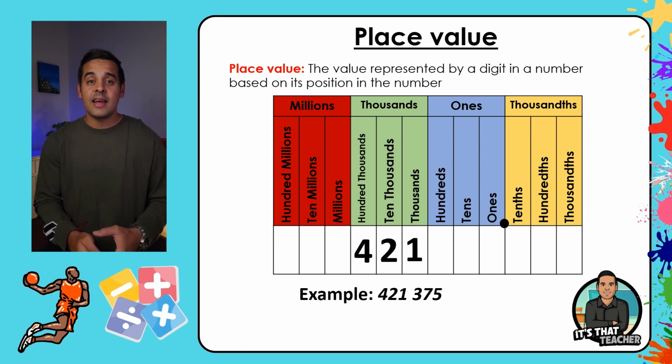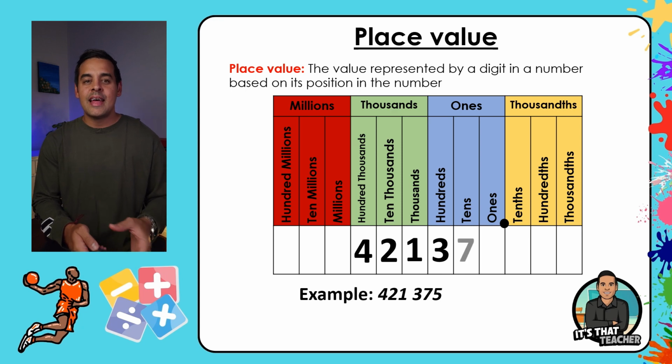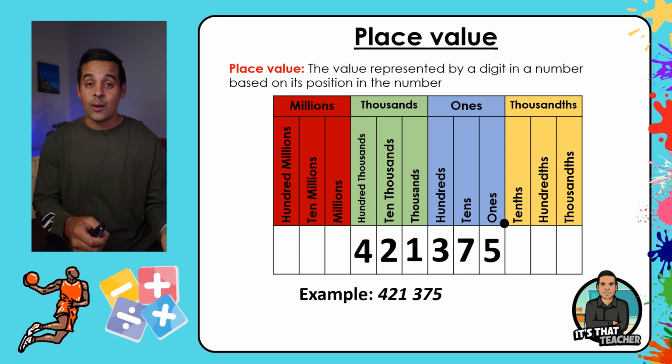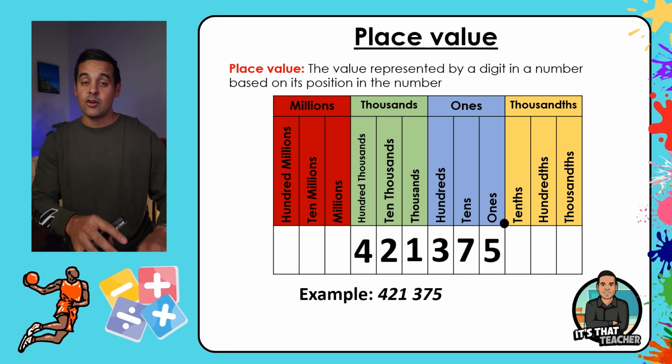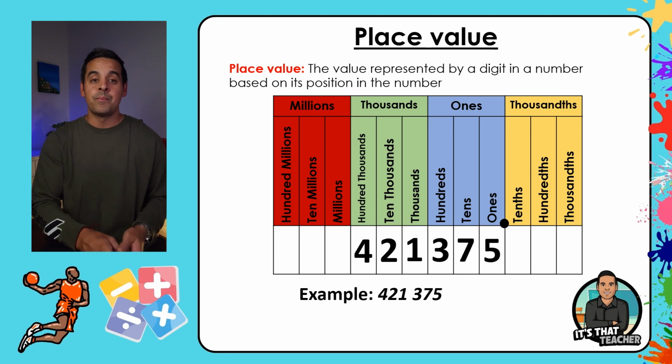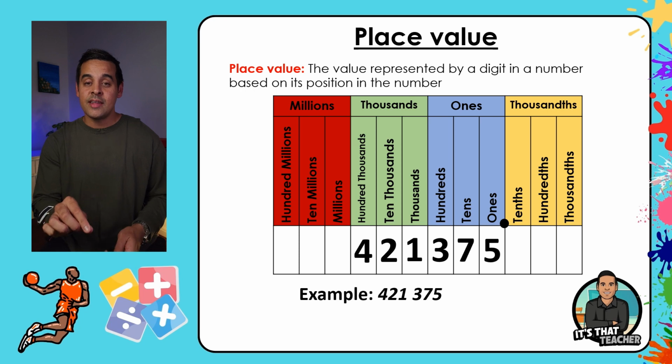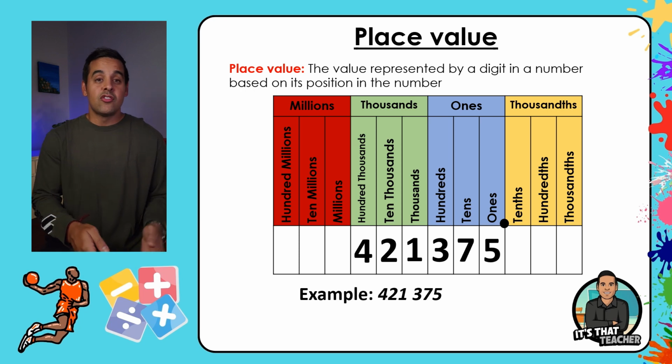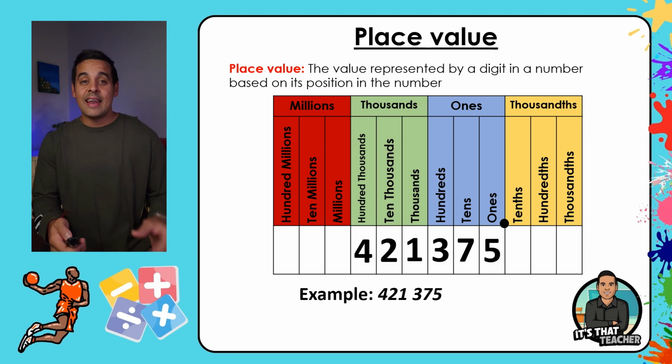The next numbers are in the ones column. Now, 375. So I'm going to read you the number now that is in front of you. 421,000. So we're finished with the thousands column. We move on to the ones column. 375. So this example shows you that each number has a place, and that is very important to the sequence.